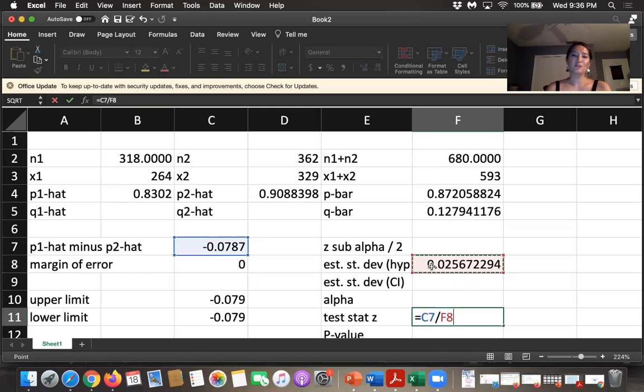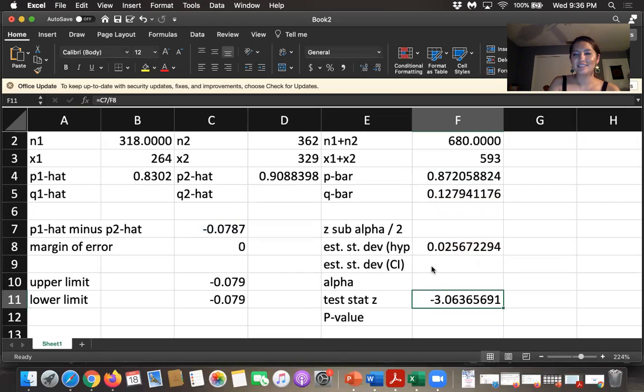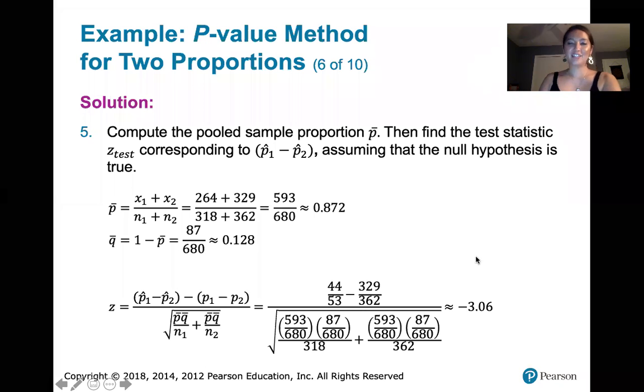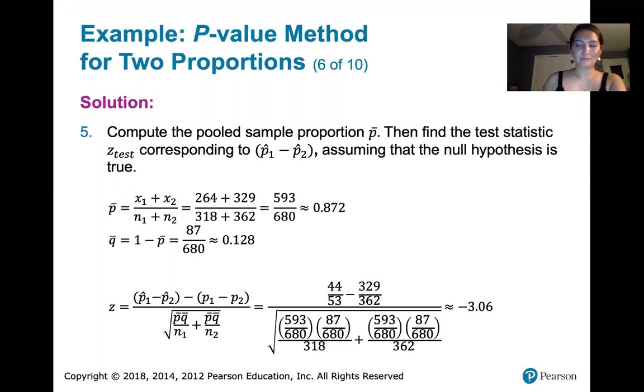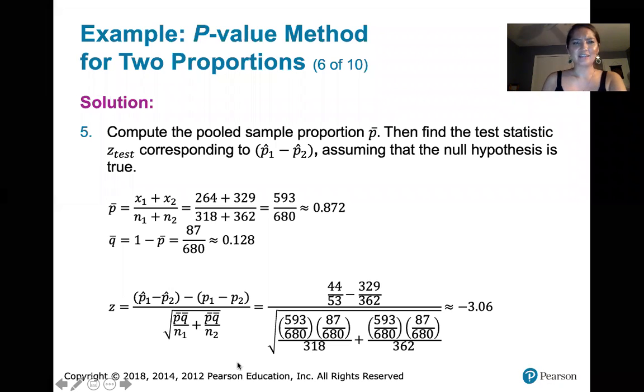And again, we're using P bar and Q bar because we're assuming that P1 and P2 are equal to each other, and P bar is our best guess for what P1 and P2 would be if they were equal to each other. So we just do that, and we get a test statistic of Z equals negative 3.06. And check it out, that's the same value that we would get if we typed all of that into our calculator. I prefer typing it into Excel and having Excel do the computation. But you're going to do the same thing. You can just do it by hand on the calculator on a tiny screen, or you can do it on your computer in Excel. And I think Excel is more aesthetically pleasing.